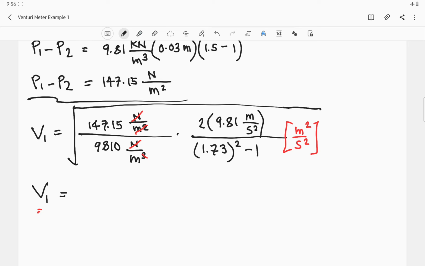So solving for the velocity based on this equation, using the calculator: 147.15 times 2 times 9.81 over 1.73 squared minus 1. The value of velocity is 0.384, 0.384 meters per second.